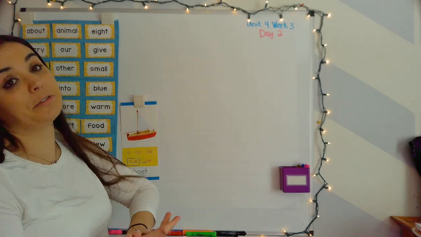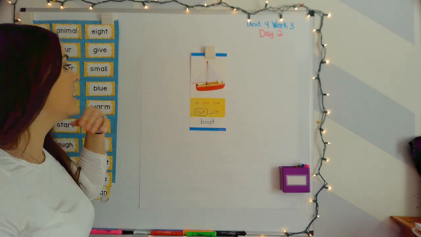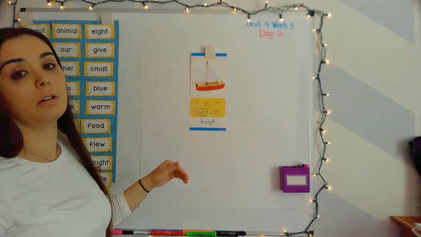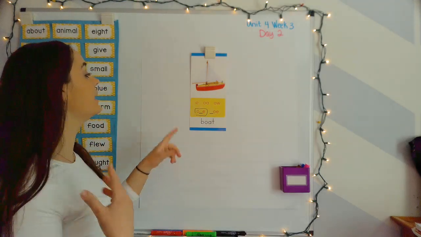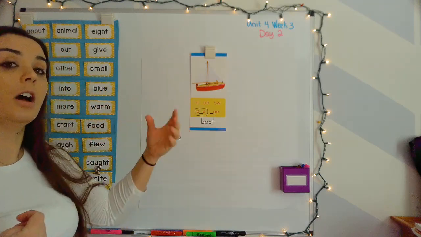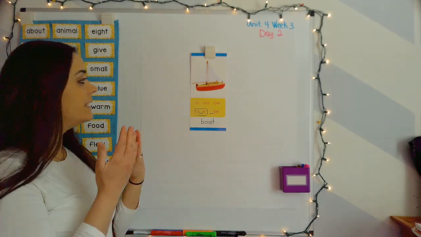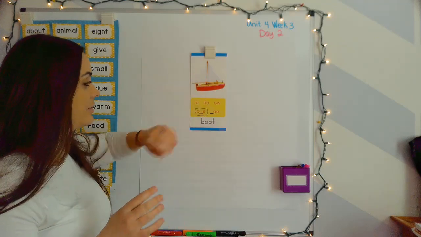We are working in Unit 4, Week 3, where we are focusing on that long O sound. So we already know that long O says O, it just says its name in the alphabet. And this week we are learning 4 new spellings of the long O sound. And these are all vowel teams. They work together to say that long O sound.